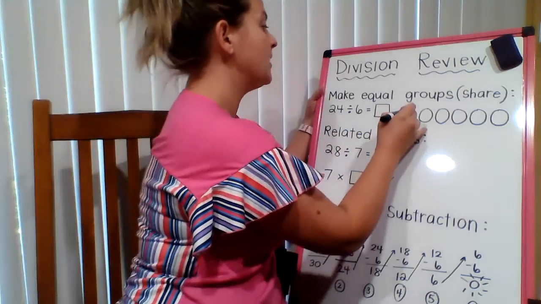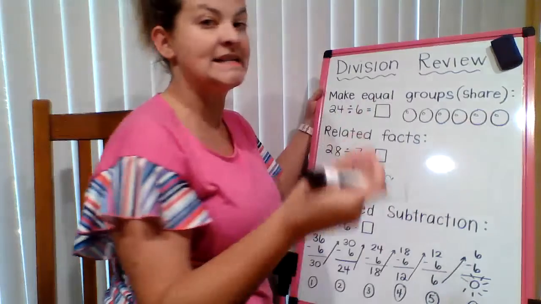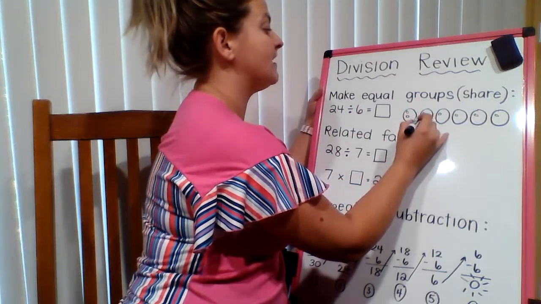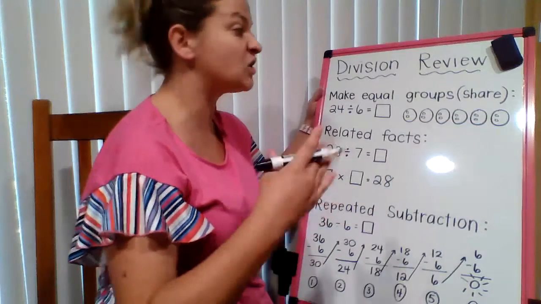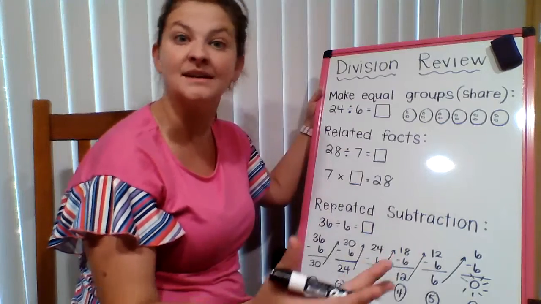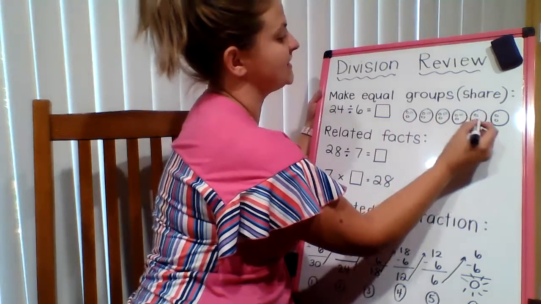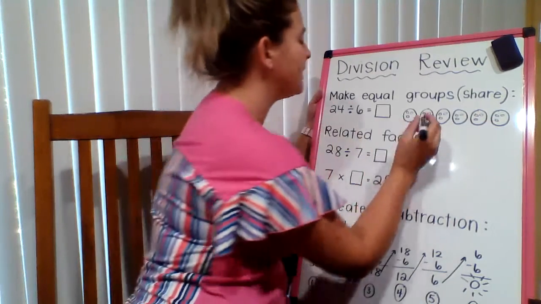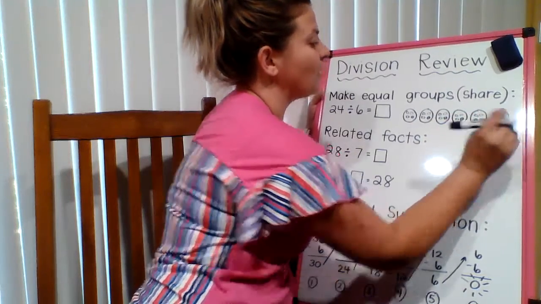Ready? 1, 2, 3, 4, 5, 6. I didn't make it to 24 yet, so I'm going to do that same method again. 7, 8, 9, 10, 11, 12. So that means there's 2 apples in each basket right now. I made it to 12 because 12 divided by 6 is 2. Ready? Let's keep going. 13, 14, 15, 16, 17, 18. Did I get to 24 yet? Nope, you're right. All right, 19, 20, 21, 22, 23, 24.